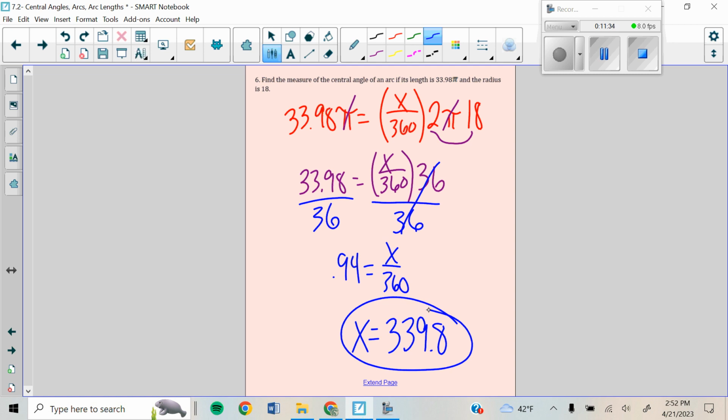So somebody pointed out one time when we were talking in class, they're like, well, all I'm doing is moving the decimal place, and that comes in right here. If we take that 36 over 360, that really reduces to 1/10. So you could say 33.98 equals x over 10, and then you're just multiplying by 10 on both sides. So that's how that ends up working out that way. Multiple ways to get there.